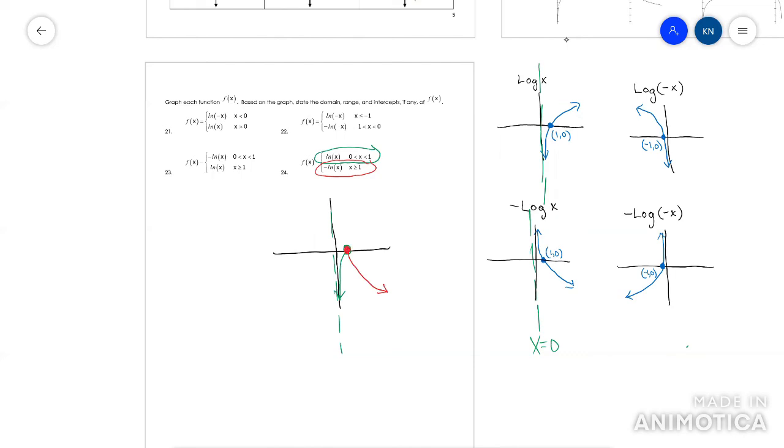So when you're talking about the domain of this, the domain, the furthest left it can go is 0. The furthest right is infinity. The range, the lowest that it goes is negative infinity. The highest it goes is that intercept, which has a y value of 0. And the intercept's at 1, 0.